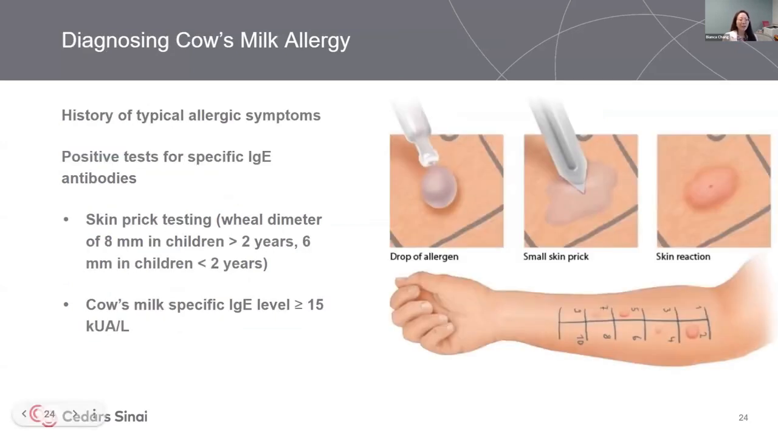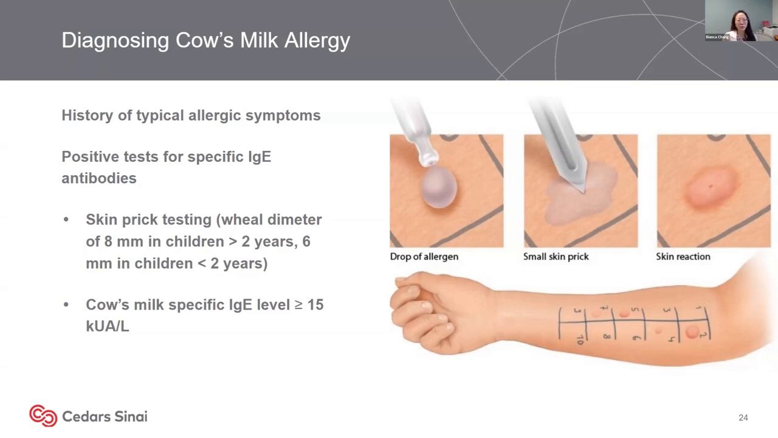How do we actually diagnose a cow's milk allergy? First, we want to get a history of those typical allergic symptoms, that diagram and that table that we talked about, and then you want to be able to detect positive tests for specific IgE antibodies. There are a couple of ways to do so. Probably the most common is skin prick testing. As adults, some of us have to undergo skin prick testing too.